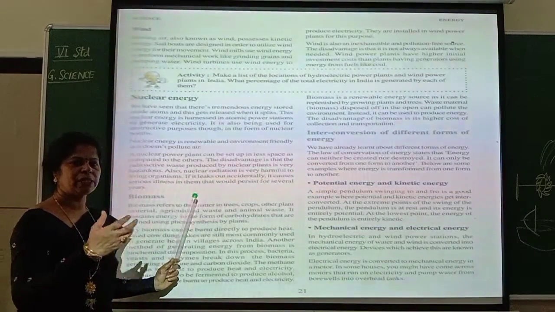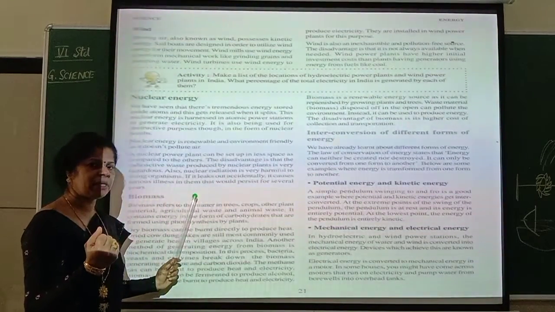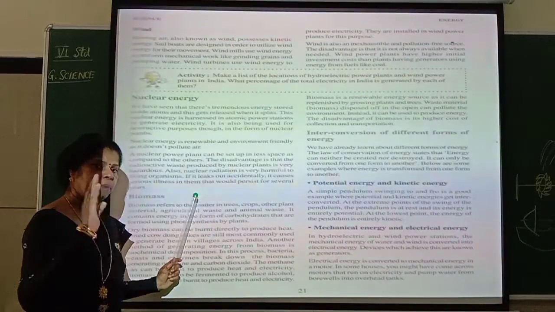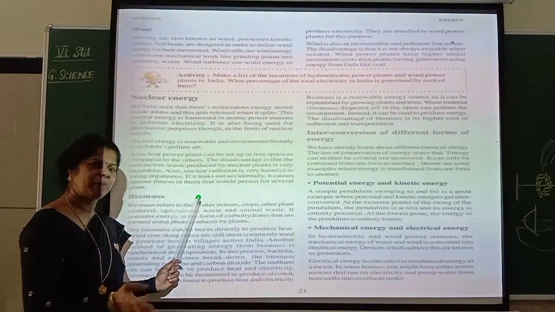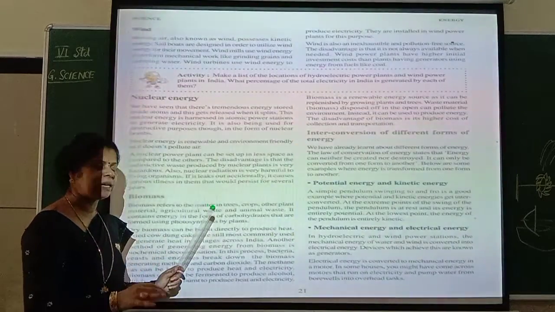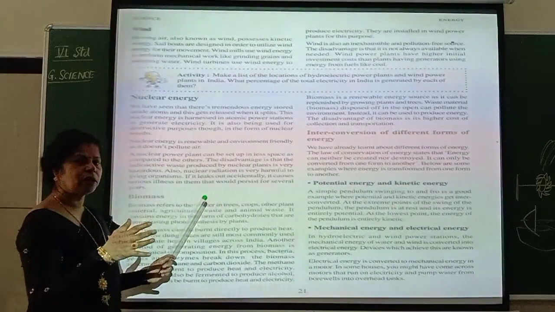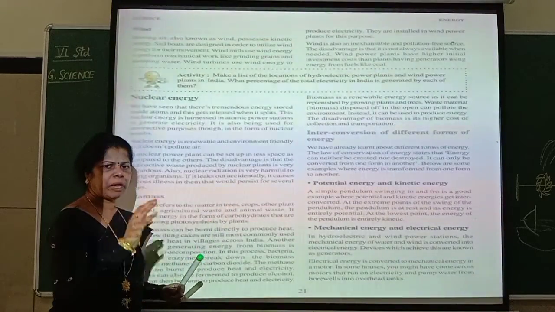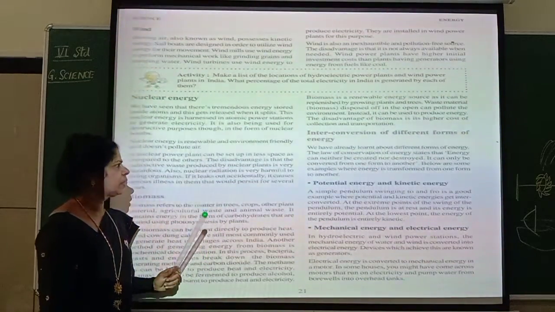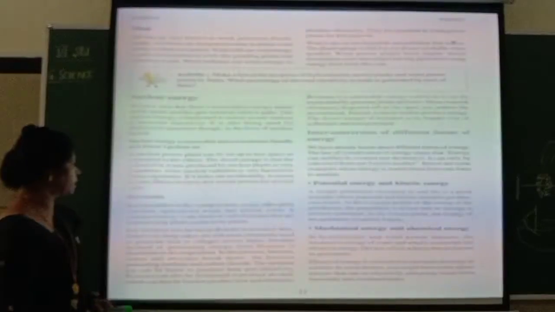So what happens if there is a leakage of nuclear energy? It will cause a very big problem in the life of organisms, whether plants, animals, whatever it is, everybody will get affected, and it will not stay for some time, it will be there for a longer time. That effect will be there for a long time. So that is about nuclear energy.